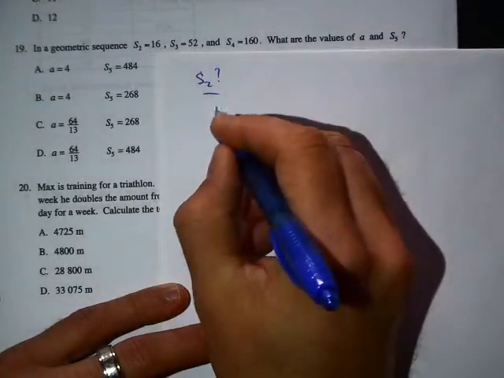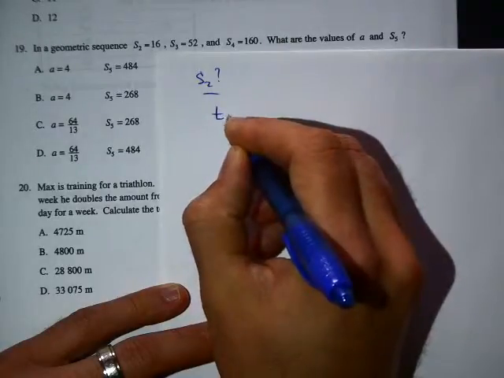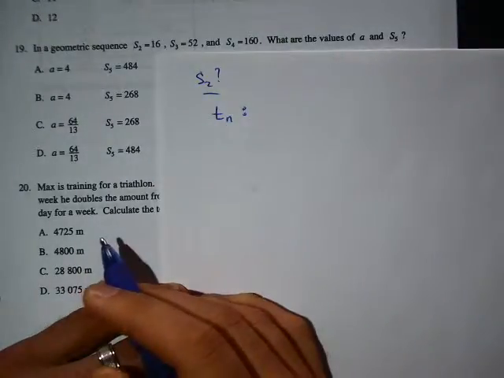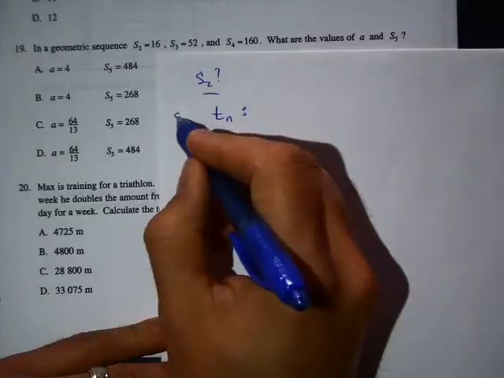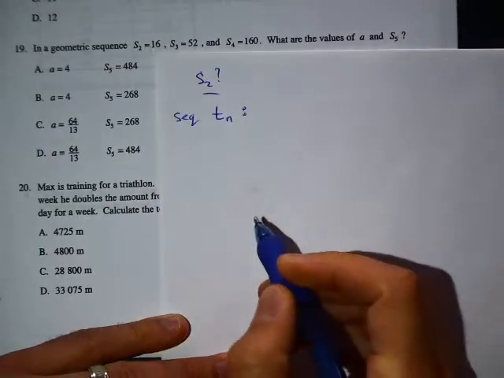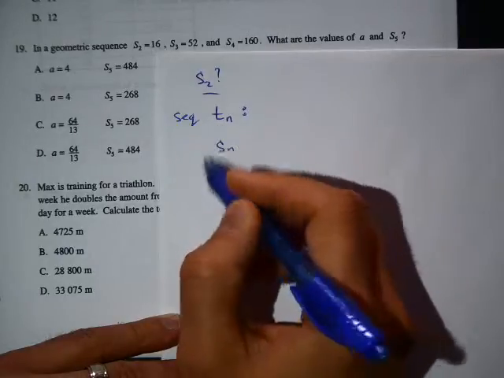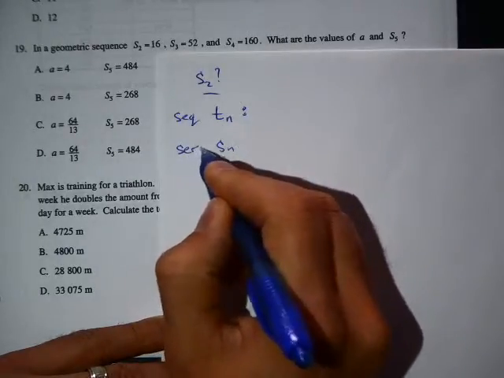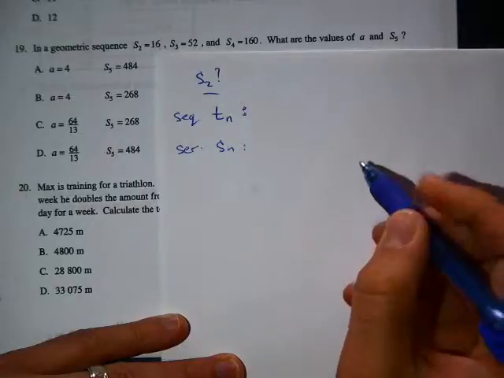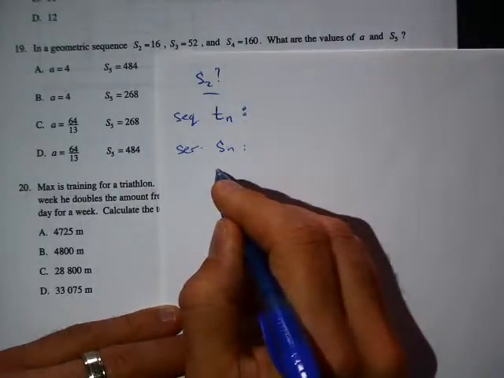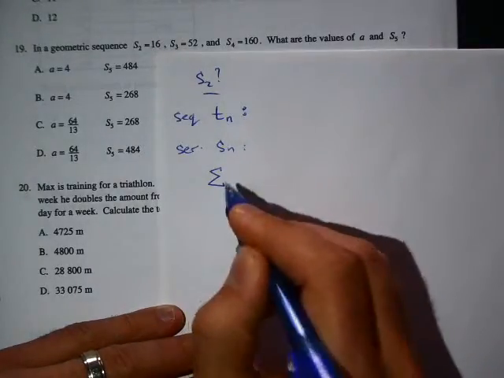I want us to think about it this way. I want us to think about it in terms of T's, like just a sequence. And then we're going to talk about it in terms of Sn, which is just a series. And then I want us to talk about the sum. We're going to kind of build three things.